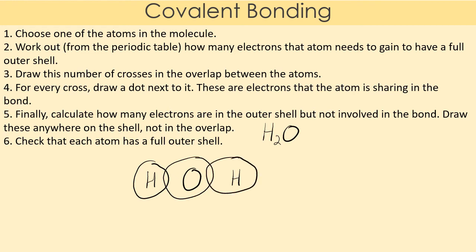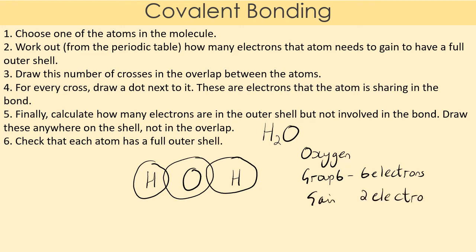And I need to choose one of the atoms in the molecule. I'm going to choose oxygen because I've only got 1 of those. I think it'll be slightly easier. Oxygen, we know, is in group 6, so it has 6 electrons. It needs to gain 2 electrons to have a full shell.